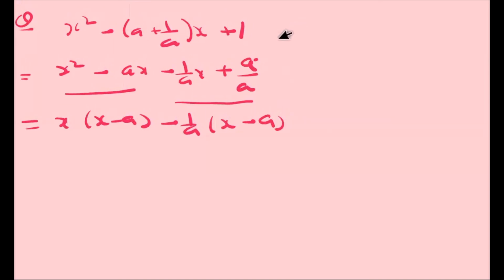Okay, so we can take their common here, x minus a. We find x minus 1 upon a. This is your answer. Okay, so student, we will go to the next question.